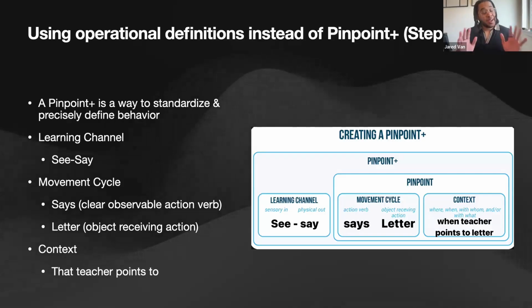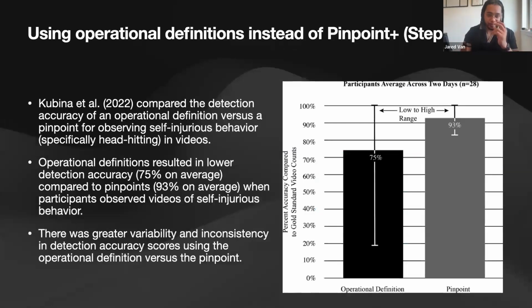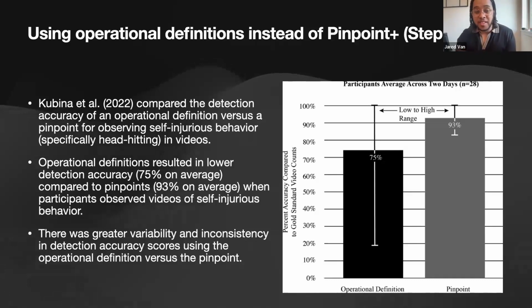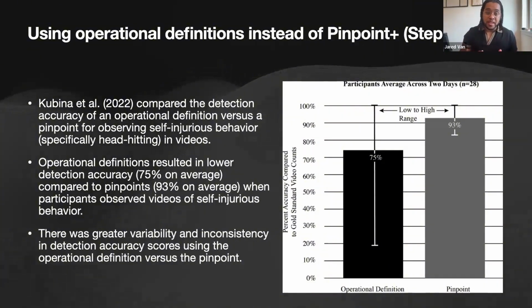And that's not just some random claim. I got receipts. So let's take a look at that. In 2022, Kubina et al. compared the detection accuracy of an operational definition versus a pinpoint for observing self-injurious behavior, specifically head hitting in videos. Operational definitions resulted in lower detection accuracy, 75% on average, compared to pinpoints with a 93% detection accuracy on average when participants observed videos of self-injurious behavior. So there is also greater variability and inconsistency in detection accuracy scores using the operational definition compared to the pinpoint.